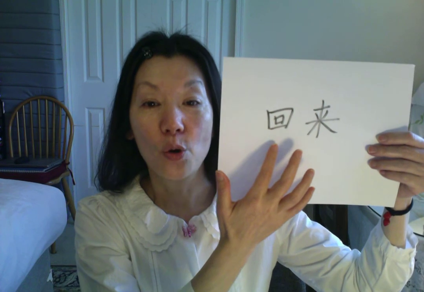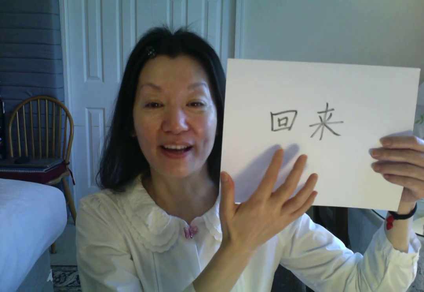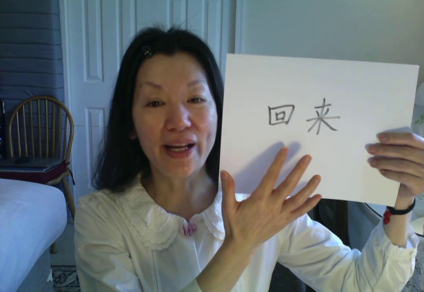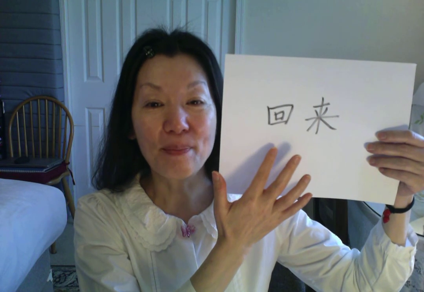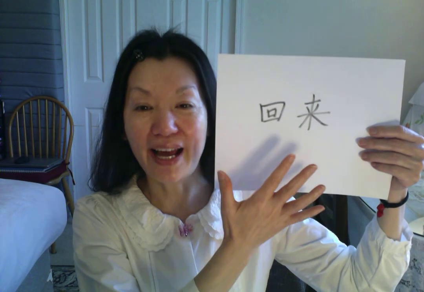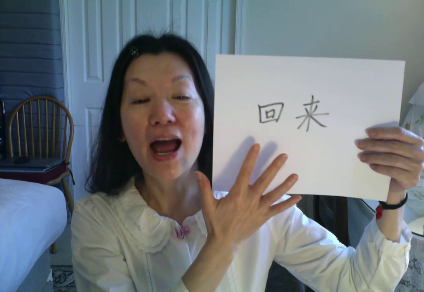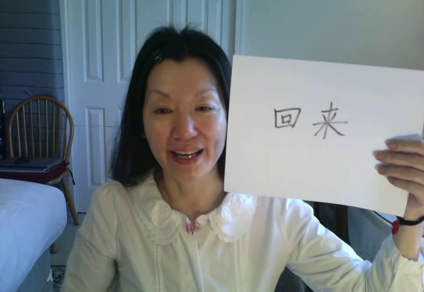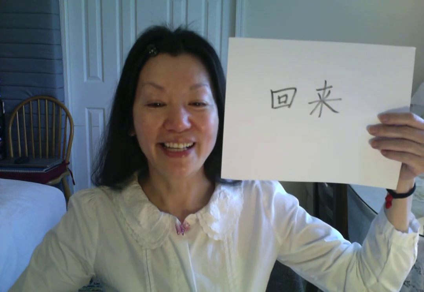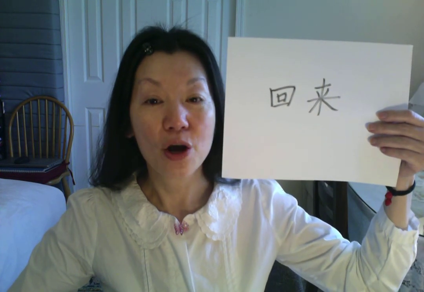Your turn. 回来. Keep this slow, okay? 回来. Your turn. 回来. English. To come back. 回来. You see your friends? Okay. 回来. Maybe your parents say that for you, right? 回来. Back. One more time. One more time, your turn. 回来. 回来.